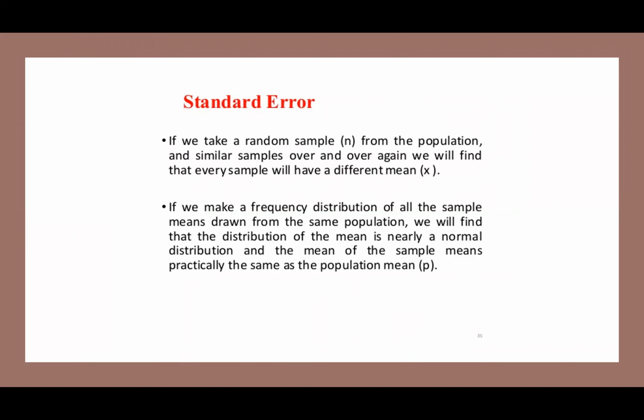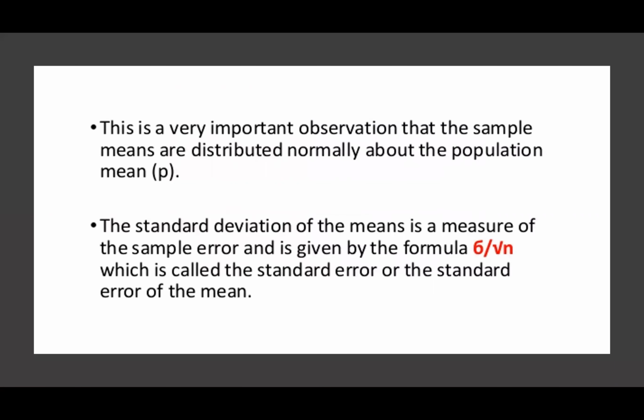Now moving towards the standard error. If we take a random sample from the population and draw similar samples over and over again, we will find that every sample will have a different mean. If we make a frequency distribution of all the sample means drawn from the same population, we will find that the distribution of the means is nearly a normal distribution, and the mean of the sample means is practically the same as the population mean. This is a very important observation: the sample means are distributed normally about the population mean. The standard deviation of the means is a measure of sampling error and is given by the formula sigma over square root n, which is called the standard error, or the standard error of the mean.